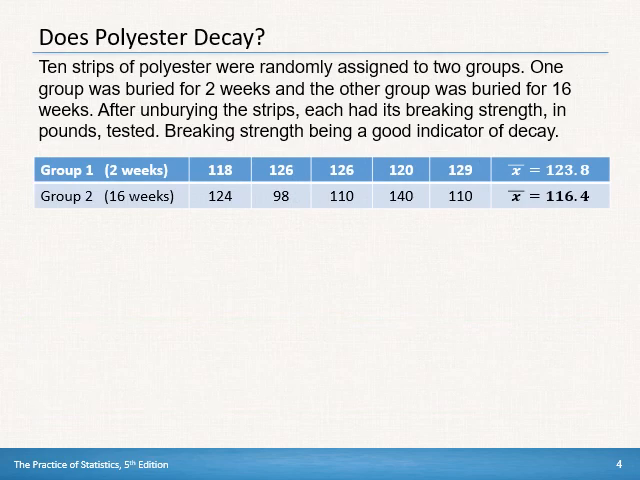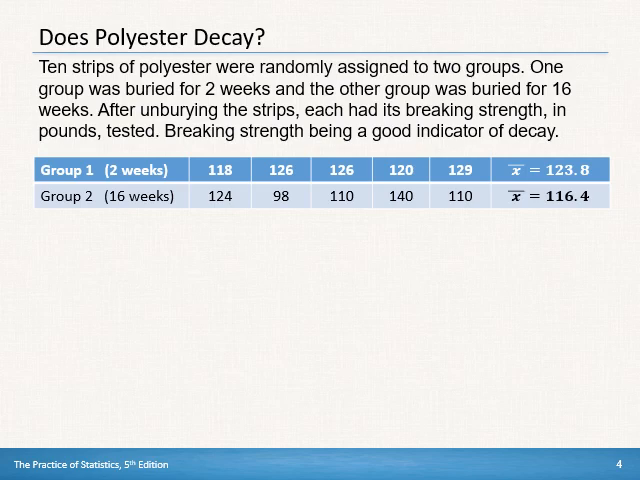All right, so let's look at an experiment here. 10 strips of polyester cloth were randomly assigned to two groups. One group was buried in the ground for 2 weeks. The other was buried in the ground for 16 weeks. After unburying the strips, so after pulling them out of the ground, each was put into a device that pulls it apart and measures how many pounds of force are required to tear the material. Breaking strength is a good indicator of decay in this case.